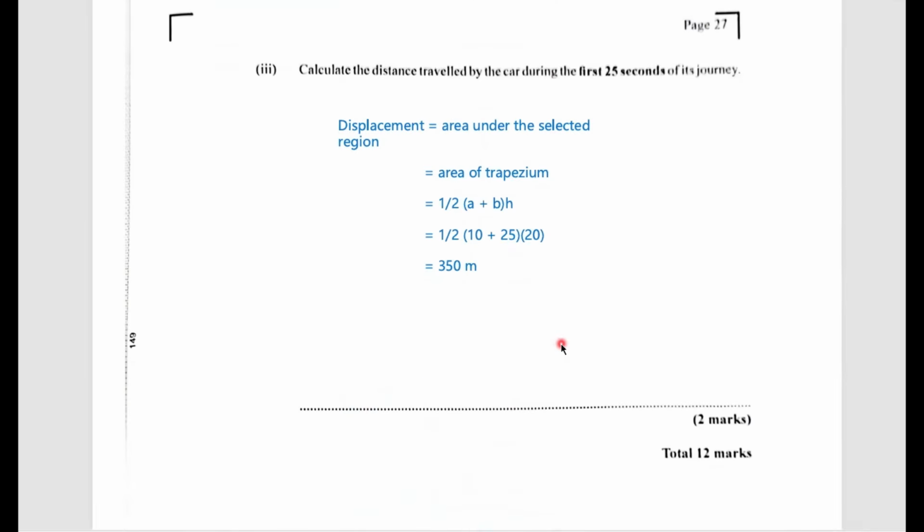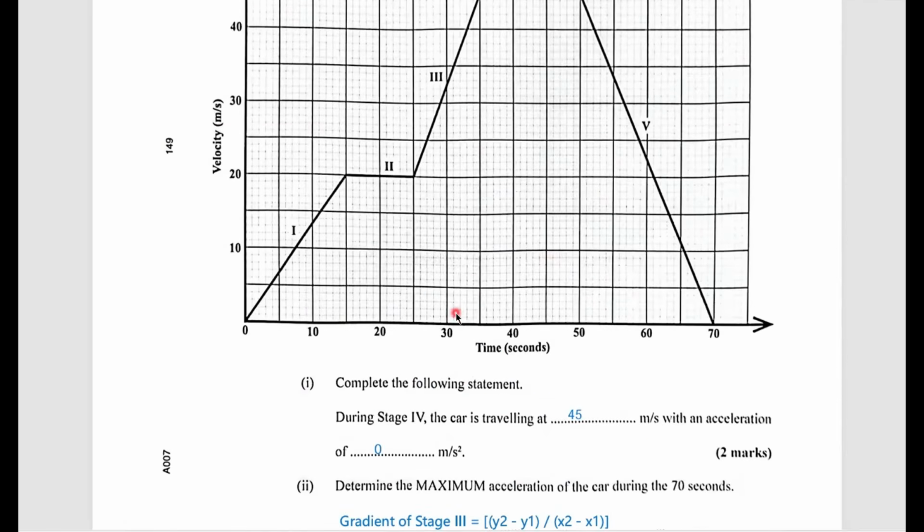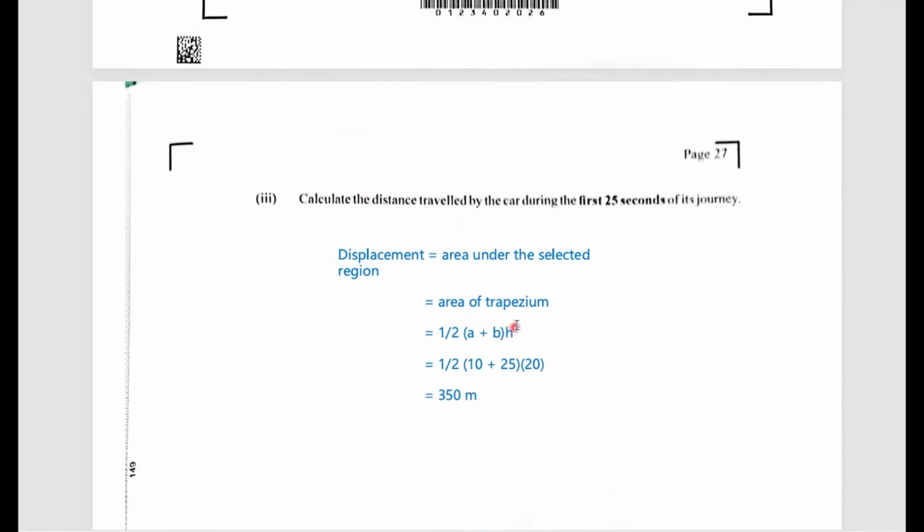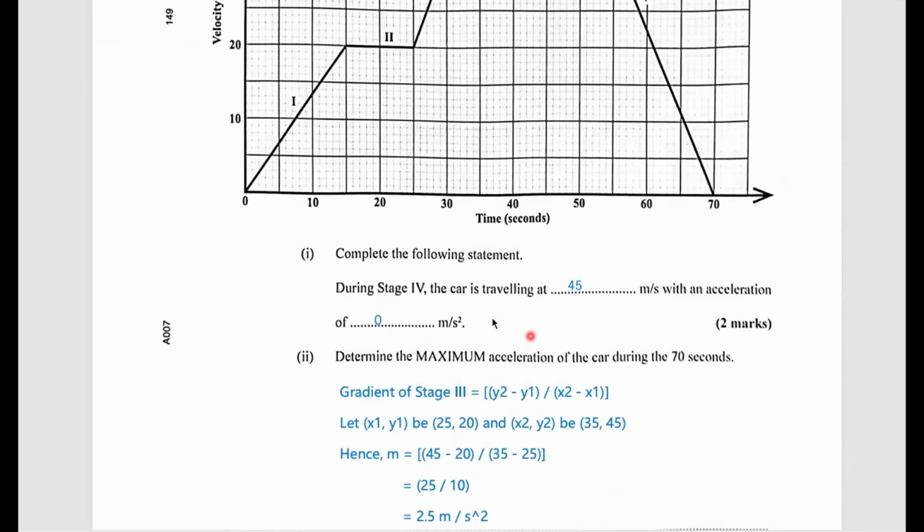Part 3. Calculate the distance traveled by the car during the first 25 seconds of its journey. The total distance for the first 25 seconds, that's up to here, will be the area under this graph, right? Area under the graph will be the total displacement. Okay, and that's the area of the trapezium, which is half (a plus b) times height.